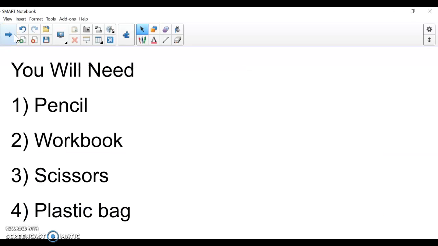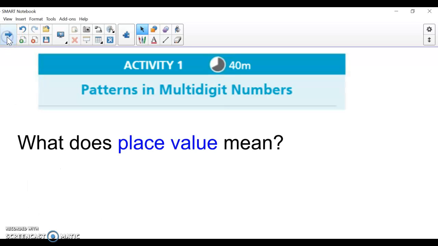You will need a pencil, a workbook, scissors, and a plastic bag today if you have one. If you can't find a plastic bag, that's okay, but try and get the other three things for sure. If you need to pause the video right now, go ahead and do that and get your materials.